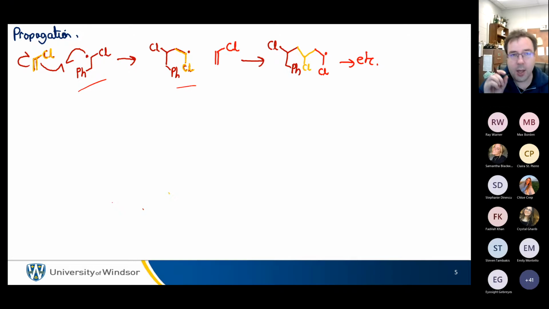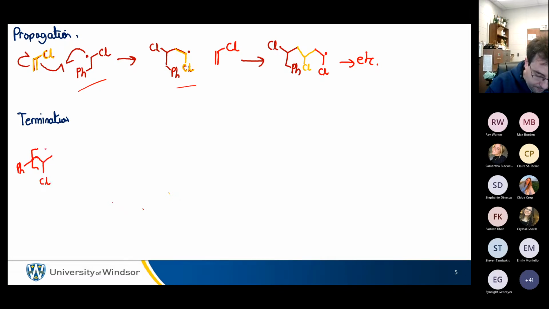Okay. So propagation is where you make your product. The product of this reaction is a polymer of this chloride. The termination step is when we get rid of the radical. So what we might have, and this would be a valid termination step, once you start running out of all the double bonds, because you've just reacted all of it, you're going to at some point have this radical. And the only thing it's going to be able to find to react with is another radical.